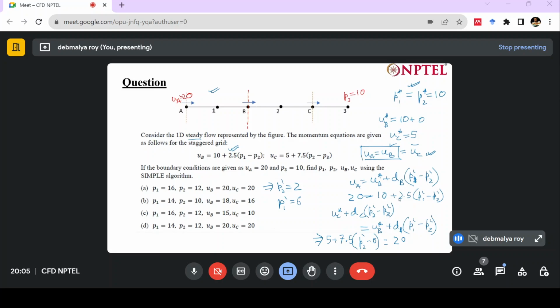So what is the new value for P1? The new value for P1 will be equal to P1 star plus P1 dash, which is equal to 10 plus 6, which is 16. Similarly for P2, we will have P2 star plus P2 dash, which is equal to 12.